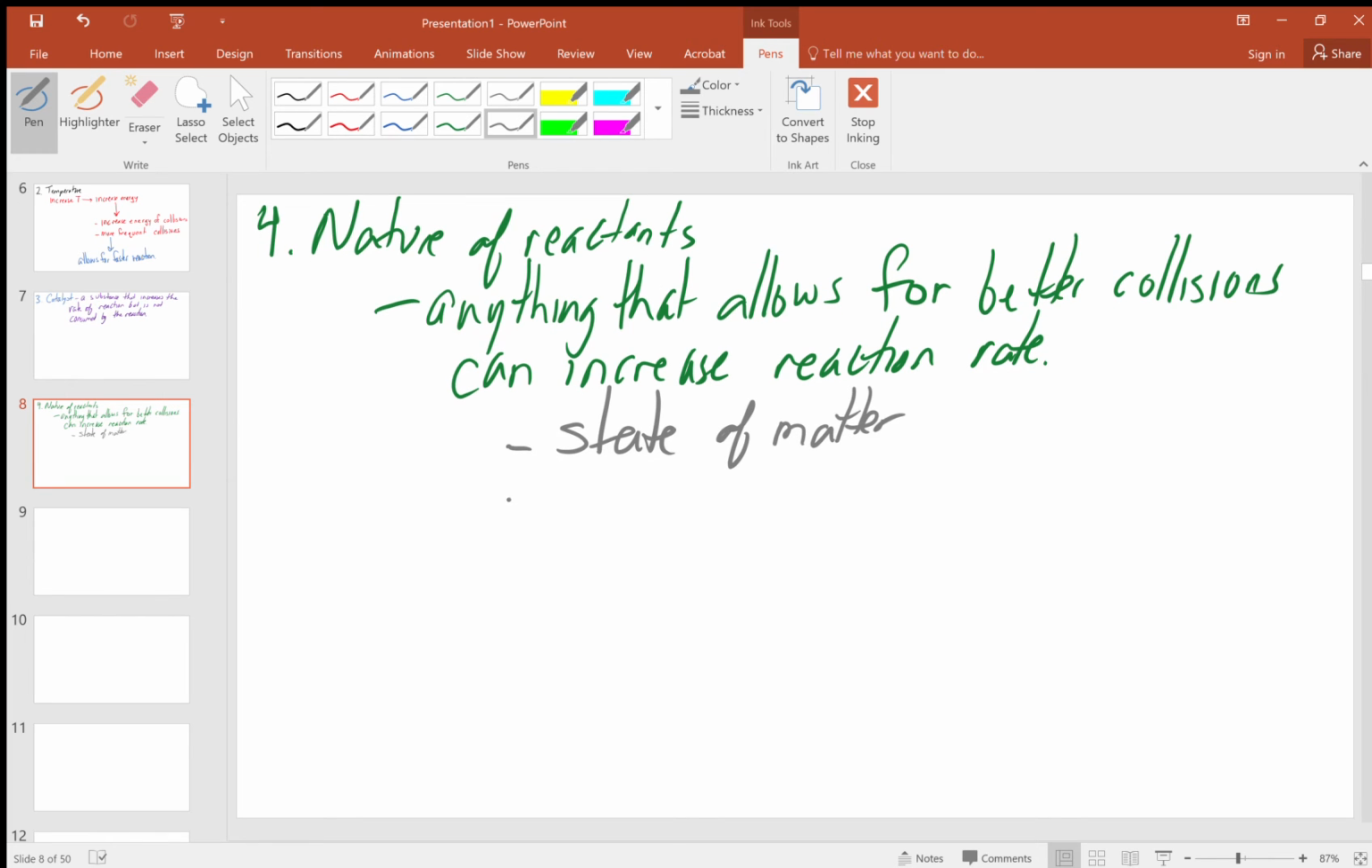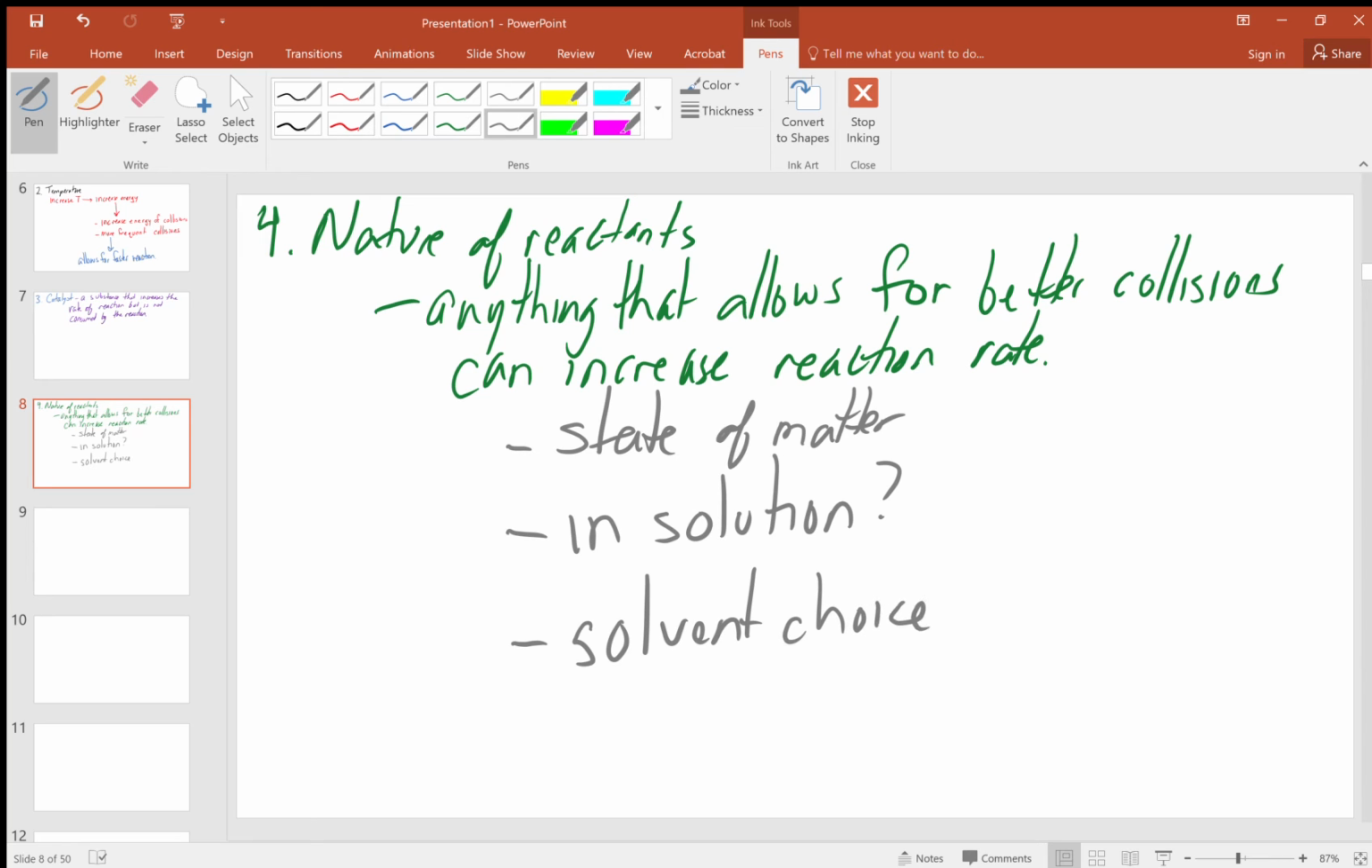everything's in. A reaction that's going to take place could be very different if you're dealing with solids versus liquids versus gases. Whether your compounds are dissolved in solution or just by themselves. For a solution, what solvent are you using? And many, many other factors. So again, just anything that leads to better collisions among the molecules.